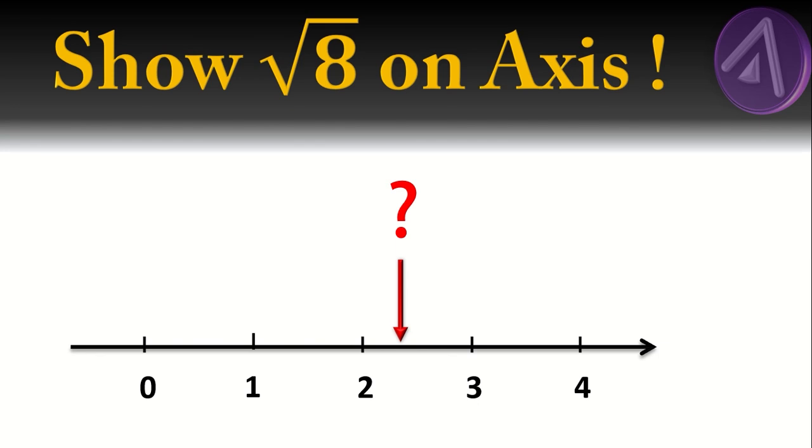Today, we are going to show the strange number on axis. Why strange? Because we have an irrational number, the square root of 8. So how can we show the square root of 8 on axis? We normally show integers and rational numbers on axis. But how to show an irrational number, like radical 8, on axis? So let's go to the question.